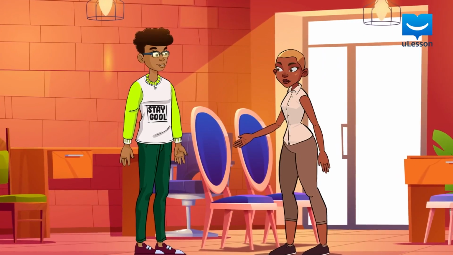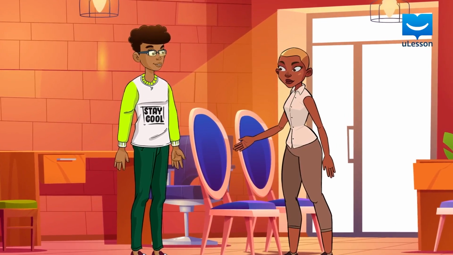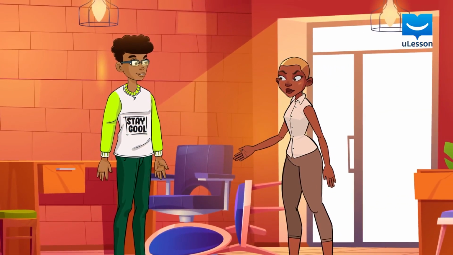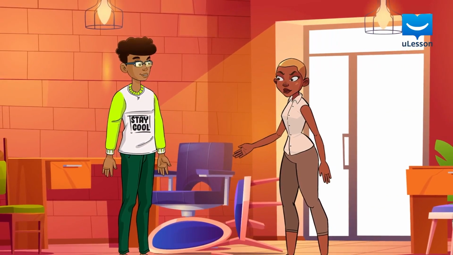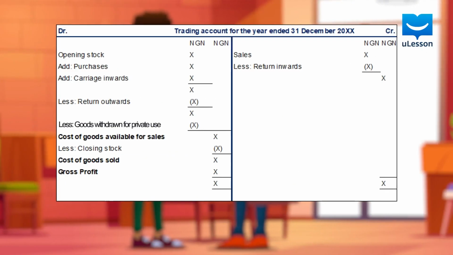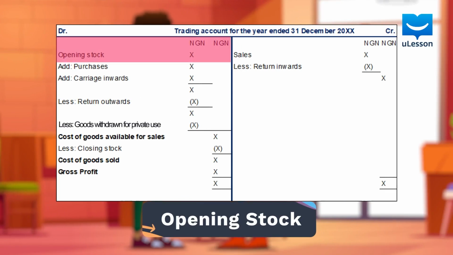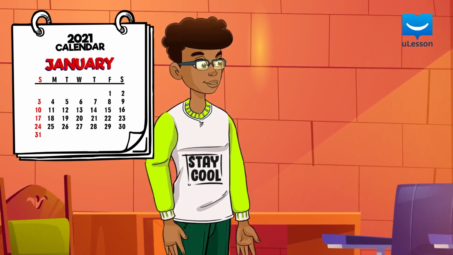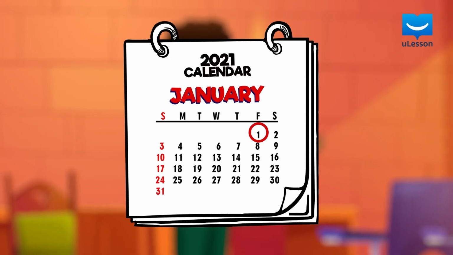Return inward is the total value of goods that were sold to customers that later returned it back for one reason or the other. Having arrived at the net sales figure, it is important to determine the cost of goods sold, as this is what will be deducted from the net sales figure in order to arrive at the gross profit. One of the items that make up the calculation of cost of sales is opening stock. Now, opening stock is the value of the goods available for sale at the beginning of the period.